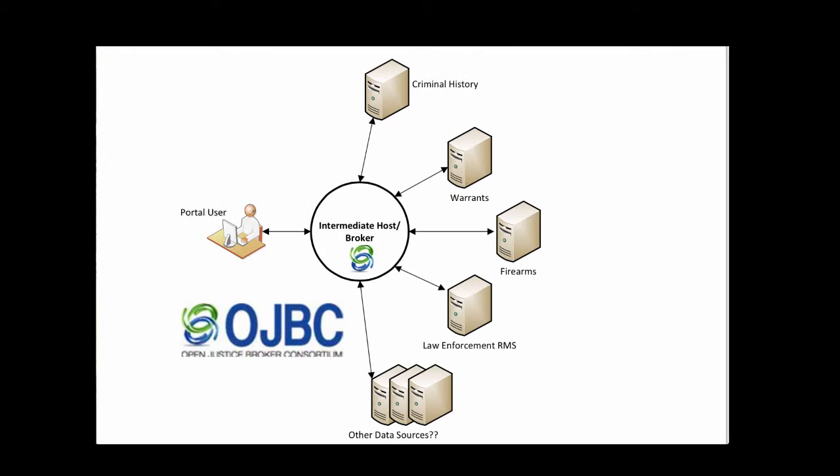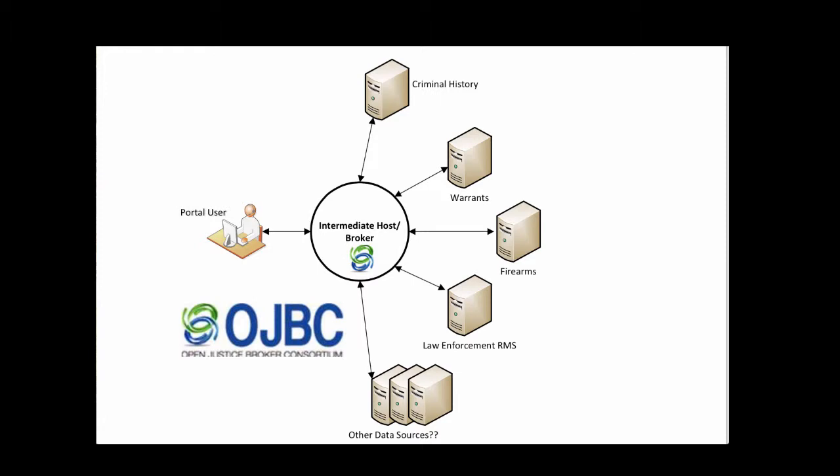For this demonstration today, we will be focusing on data such as criminal history information, warrants, firearm registrations, as well as law enforcement incident records. One key thing to remember here is that the OJB architecture and the whole framework here is intentionally extensible. It would be fairly straightforward to add additional data sources to become part of this federated query.